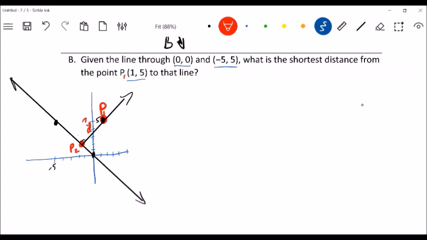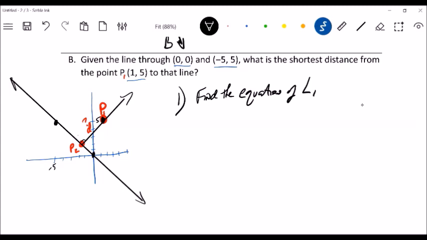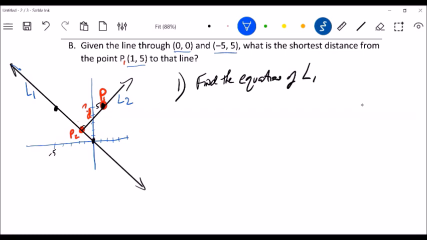So there are three parts to this. The first thing that we're going to do is to find the equation of line 1. All right, let's number these lines. This is line 1. Okay. This is line 2. Okay, so we have line 1 and line 2. The first thing we need to do is to find the equation of line 1.